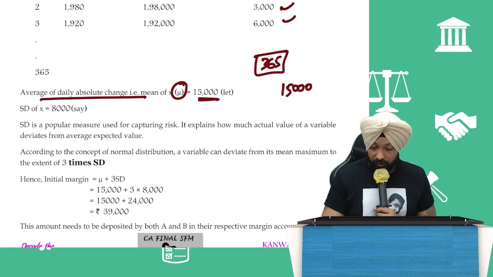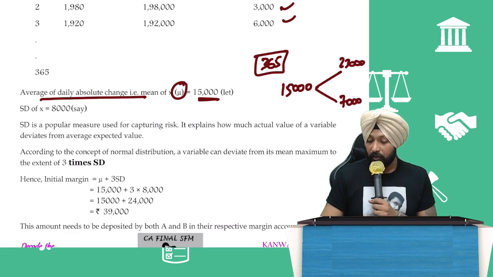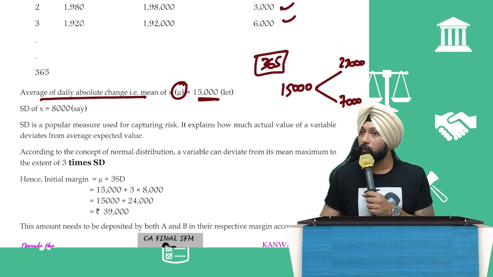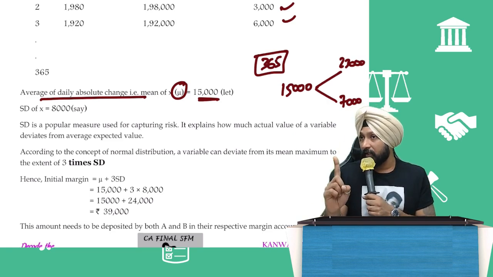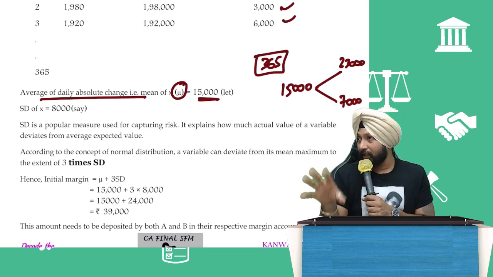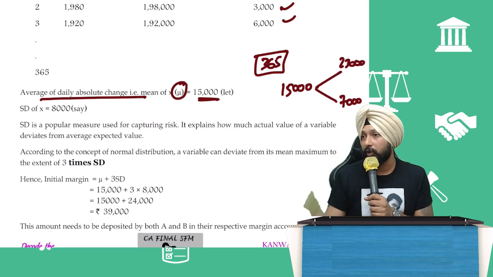So if the value is 15,000 and the standard deviation is 8,000, it means on the upside it can deviate by another 8,000, and on the downside also by 8,000. So upside it can go up to 23,000, downside it can come down to 7,000. But we don't go for 1 times the standard deviation, we go for 3 times the standard deviation to capture the maximum potential risk, because at the end of the day the clearinghouse will not allow any party to default.